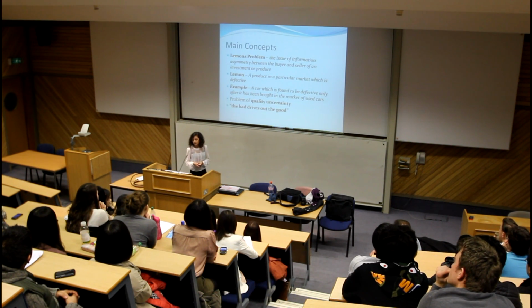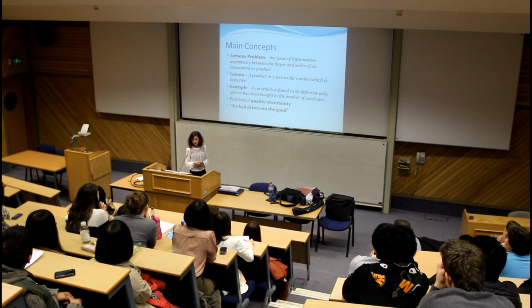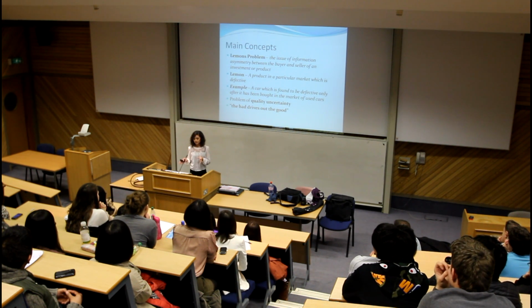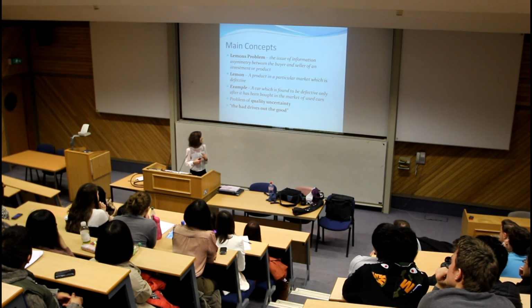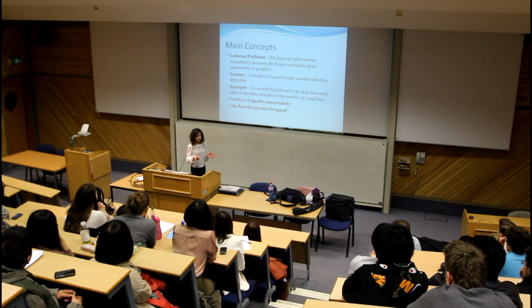So before I start, I'll explain some main concepts in Akerlof's paper. Akerlof uses asymmetric information as a big concept in his paper, which is where information is not evenly distributed between all parties, leading to either moral hazard or adverse selection. This gives rise to the lemons problem, where there is asymmetric information between the buyer and the seller in an investment or a product.